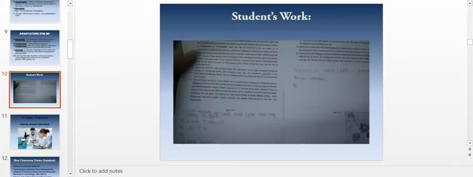In this example, you can see students' work. It's on a sheet of paper that the text for the article was printed, and they also numbered the questions that we created and also were able to answer by reading and getting the information from the text.